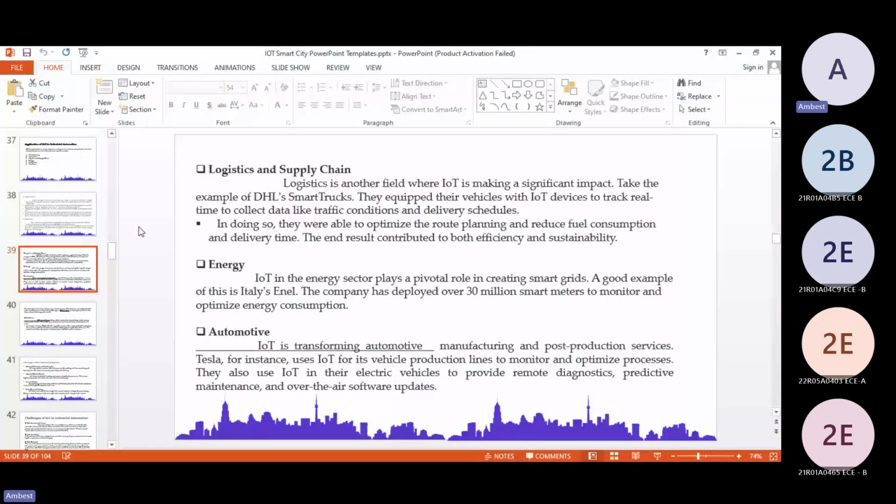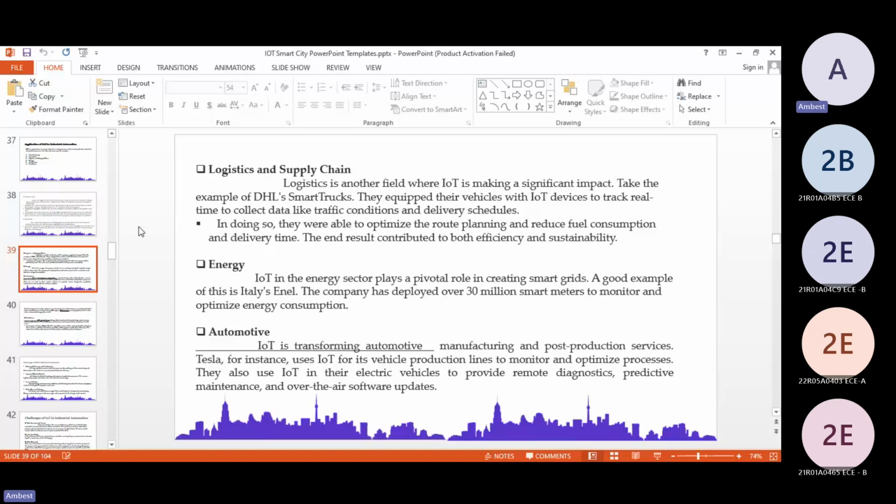And then we take an example of smart trucks. They have equipped their vehicles with IoT devices to track in real time and collect the traffic conditions and delivery schedules. If you think about online shopping, you want to see the delivery time and the tracking. So you want to check the traffic conditions and the delivery schedules.